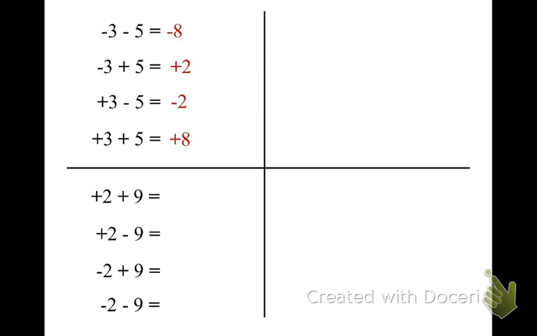So now, let's go and try again and see what happens. Positive 2, positive 9, what do I get? End up with a positive number. Same exact sign, so I add them together. It was 2 plus 9, I get 11.